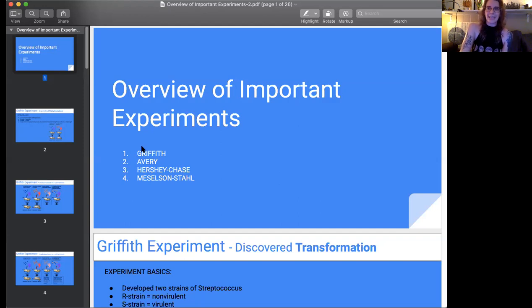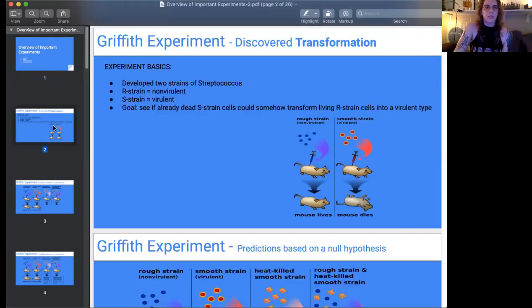Okay, so there are 4 experiments that I wanted to talk about today: Griffith, Avery, Hershey-Chase, and Meselson-Stahl. They go in this order because it's like the layers of knowledge and discovery that happened over time. The first one I want to talk about is the Griffith experiment, which essentially discovered transformation and how transformation happens.